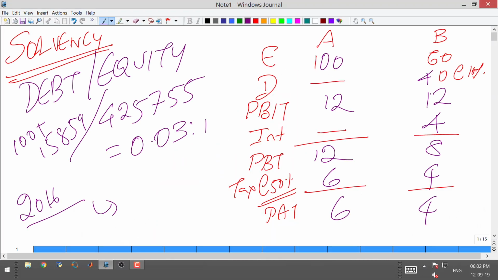Or what is the return on capital employed? Return on capital employed in company A is $6. Return on capital employed in company B: 60 plus 40 is the capital, 100. What is the return? Return is $4 for equity and $4 for debt. So, return is $8, 8 by 100, whereas return on capital in this particular case is only 6 by 100. So, you will say company B is better.